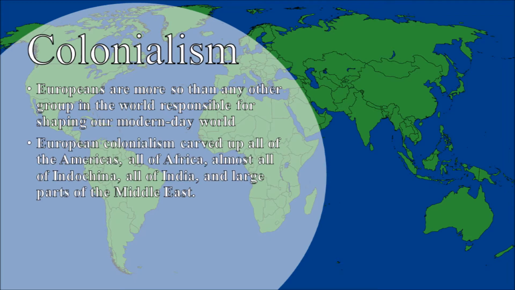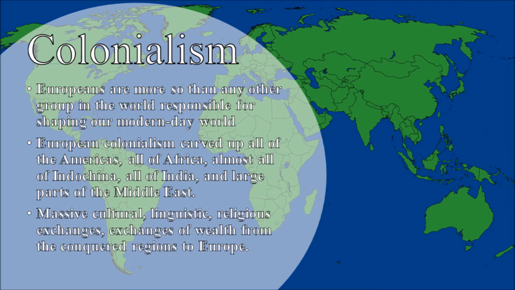European colonialism carved up all of the Americas, all of Africa, almost all of Indochina, all of India, and large parts of the Middle East. Europe also had some dominance over China in the 19th century. European colonialism is also responsible for massive cultural, linguistic, and religious exchanges, as well as massive exchanges of wealth from the conquered regions to Europe.